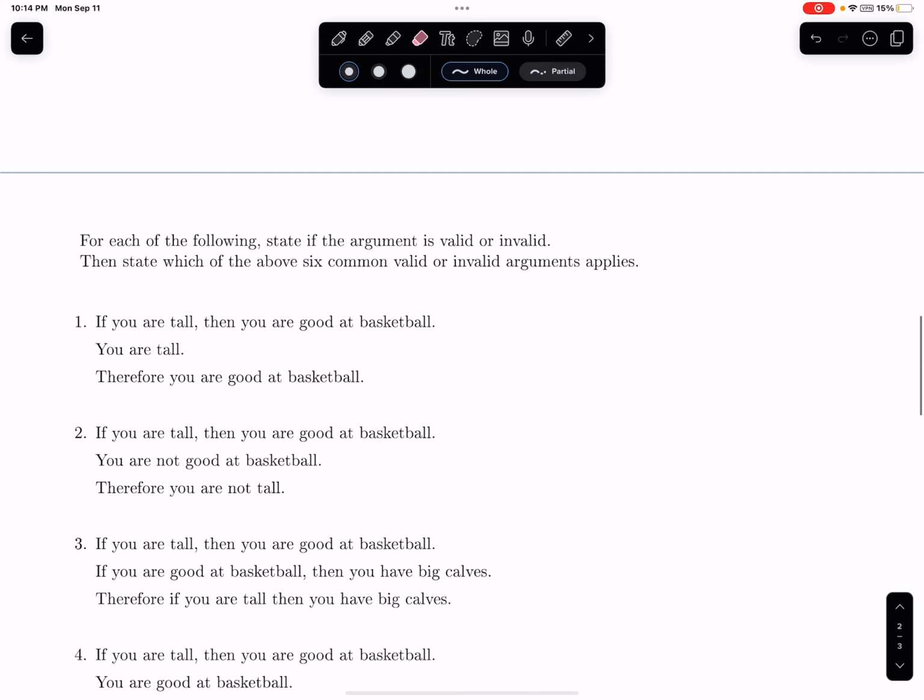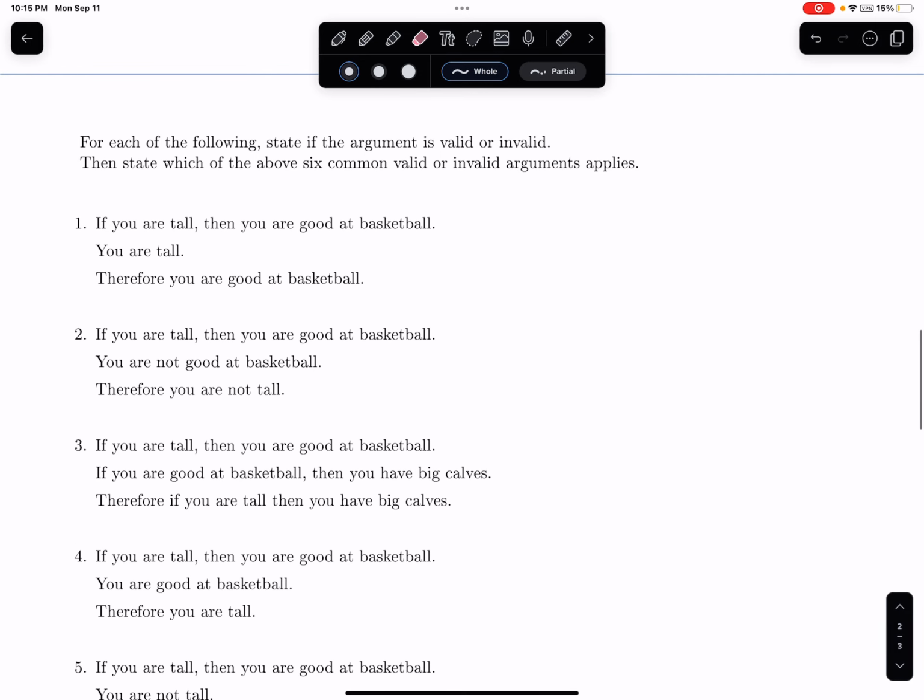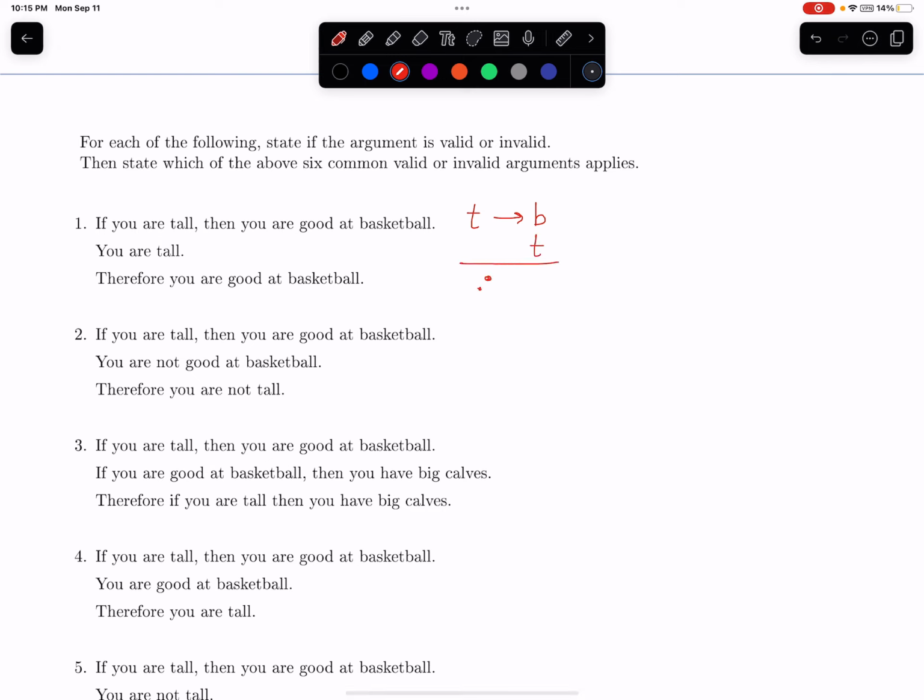Okay, so first step here, I'm just going to translate symbolically. That will help me to see what's going on a little clearer. So if you're tall, then you're good at basketball. I'll use T for tall, arrow to B for good at basketball. Second premise, you are tall. Therefore, we use the 3 dots to represent therefore, you are good at basketball.